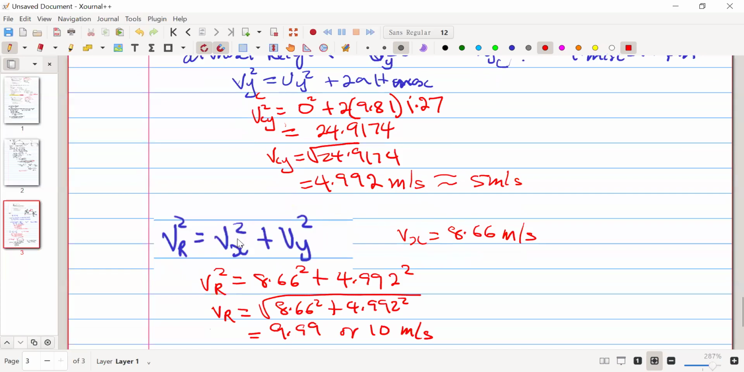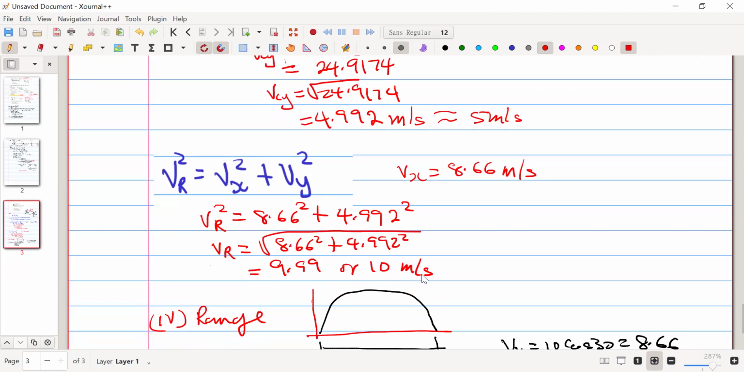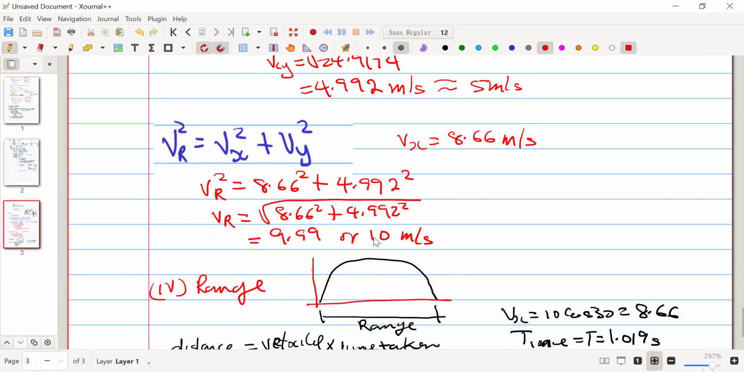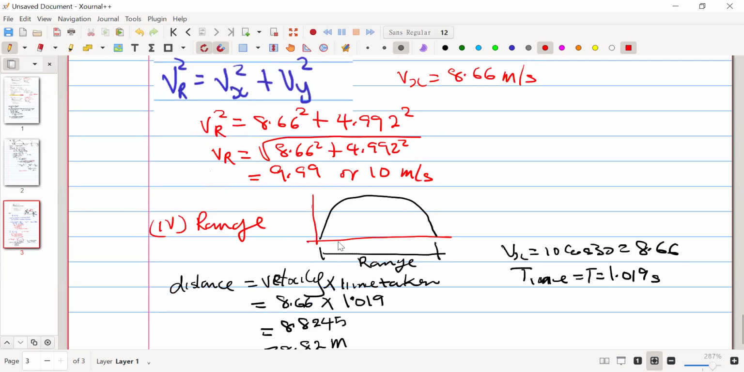Now, they both have components. So in order to get the final velocity itself, we have to take Pythagoras of it. So we square the horizontal component, square the vertical component, and we take the root. And we simply put them in, and we get back 10 meters per second. So that proves to us that what the body strikes the ground with is the same as the initial velocity it was thrown with. So in this case, it is symmetrical.